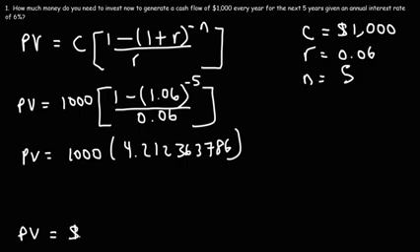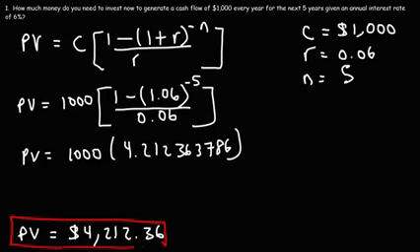So the present value for this annuity is $4,212.36. So that's how much money we need to invest now to generate a cash flow of $1,000 every year for the next 5 years. So we're putting about $4,200 in, and we're going to get over $5,000 over the next 5 years.